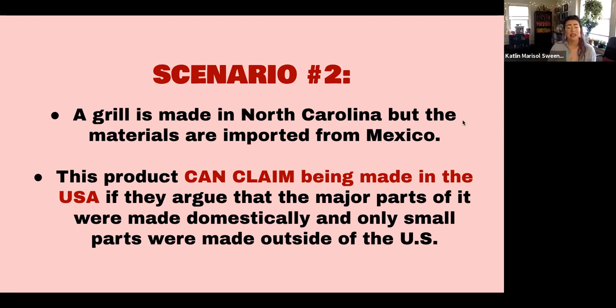So it's really going to be that the manufacturer is having to prove or argue that everything that's significant, the big parts or the most crucial, are American made, to the extent that the Mexican made parts aren't as, not that they're not as relevant, but they don't have as much bearing on the product. Okay.